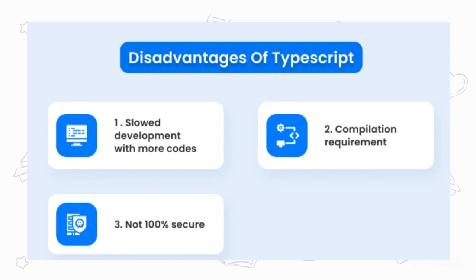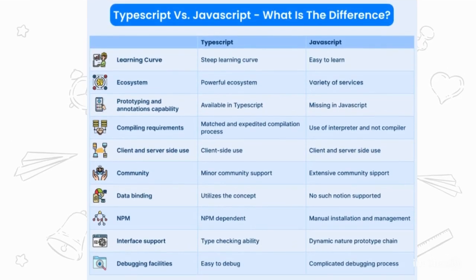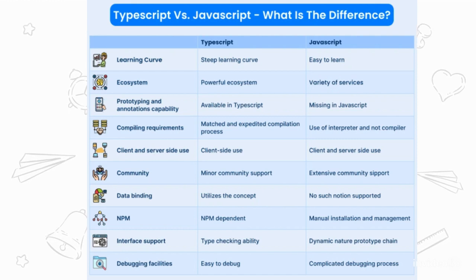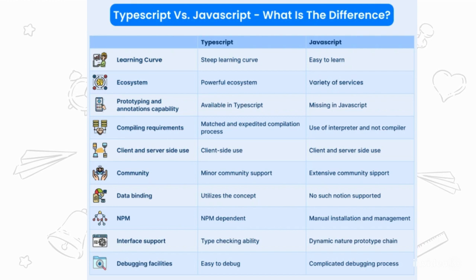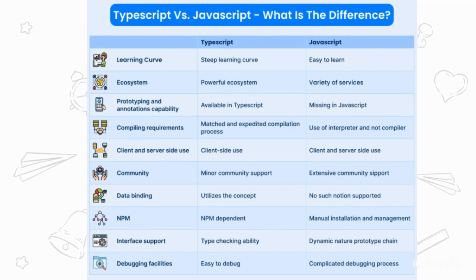TypeScript is helpful in application development, but there is no benefit at runtime. We can't do anything at runtime. So that is why we call TypeScript not 100% secure. And next, let's see the basic differences between TypeScript and JavaScript. Learning curve. Based on the learning curve, TypeScript is a little bit hard to learn, whereas JavaScript is very easy to learn. Next, ecosystem.